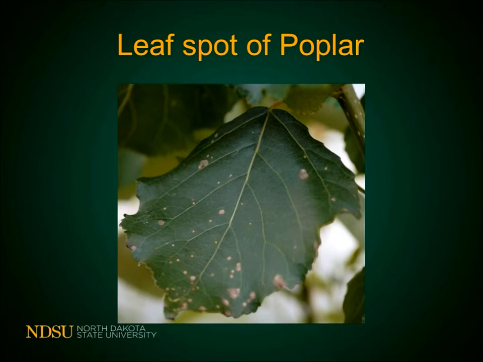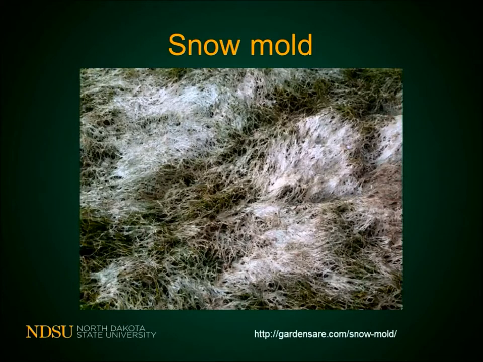And then the last one I want to highlight here is something that I'm sure everyone is familiar with in North Dakota, and that's snow mold. So pretty much every spring when the snow melts, if there's been enough snow for a long enough period of time, you're going to have some snow mold that's growing on your lawn. So these are examples of rare diseases, common diseases, diseases that will probably disturb you and you want to do something about in the landscape, and diseases that you don't really care about too much.